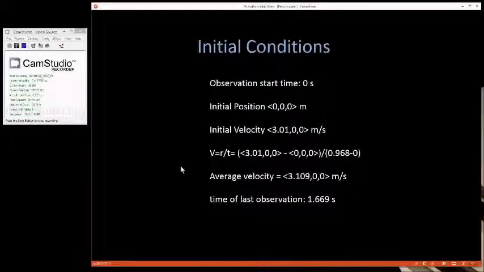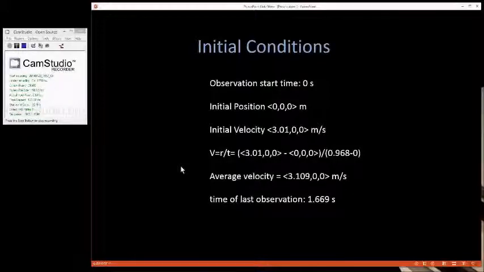As you can see, the initial conditions: the observation start time was 0 seconds, the initial position was 0 meters in all three planes, and the initial velocity was 3.01 meters per second. The average velocity was calculated using V equals position 1 minus position 2 divided by time 1 minus time 2. The average velocity found by this was 3.109 meters per second. The time of last observation was 1.669 seconds.